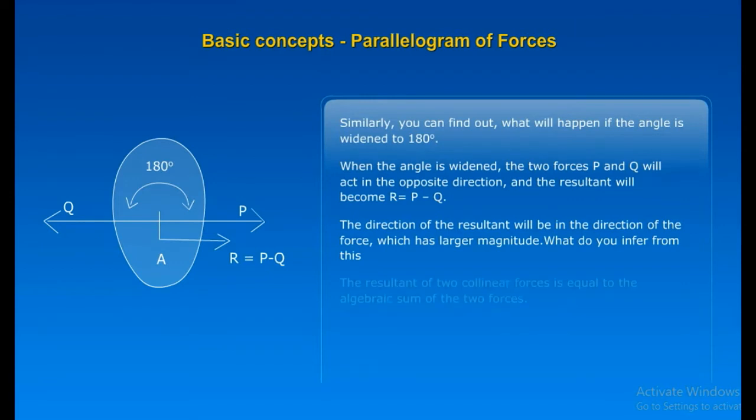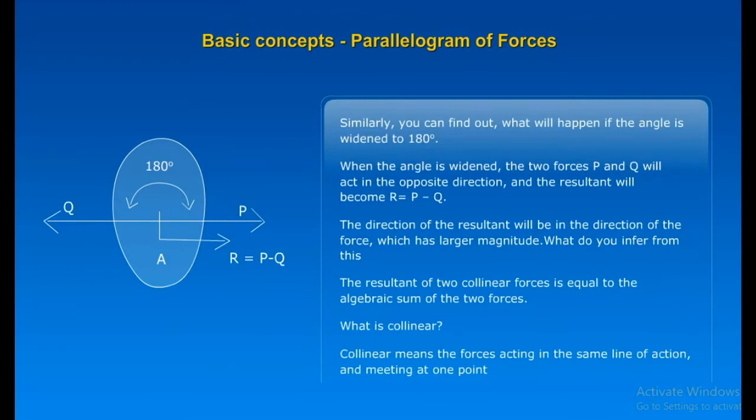What do you infer from this? The resultant of two collinear forces is equal to the algebraic sum of the two forces. What is collinear? Collinear means the forces acting in the same line of action and meeting at one point.